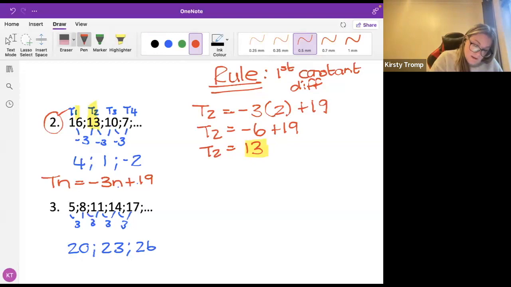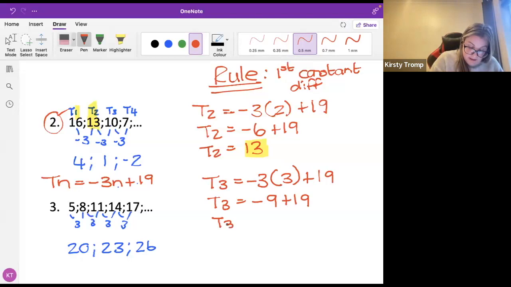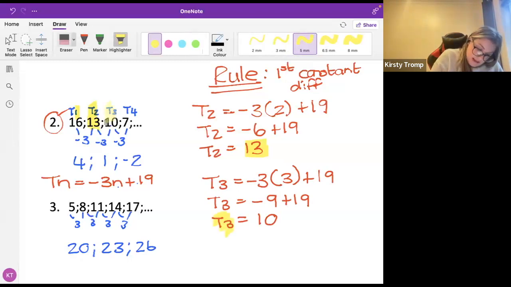All right. If we check the next one, if I do T3, I'm going to say negative 3. Instead of seeing the n, I'm going to put 3, plus 19. So T3, negative 3 times by 3 gives me negative 9. And negative 9 plus 19 will give me 10. Is T3 equal to 10? Yes, it is. Maths is magical. Once you learn how to do that equation, maths is magical. It is beautiful, absolutely beautiful.